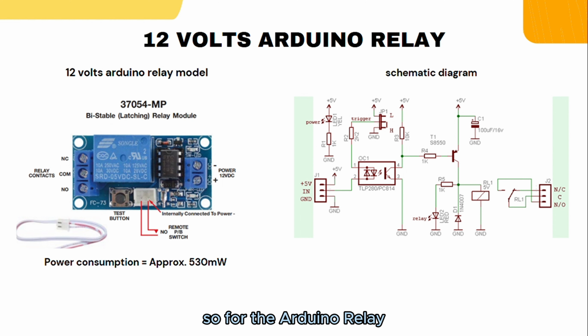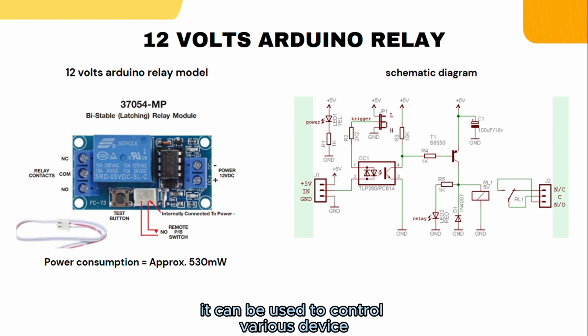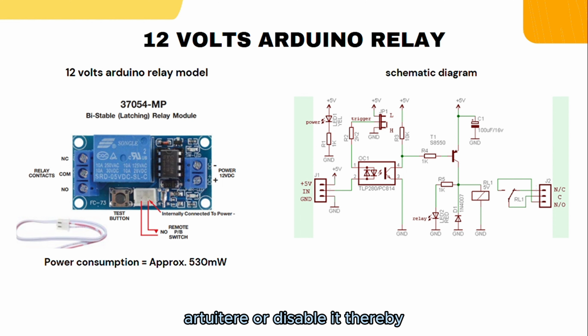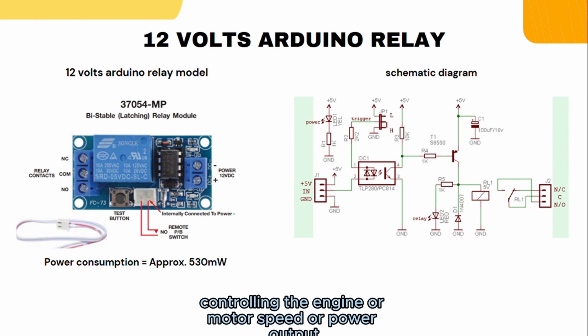So, the Arduino relay can be used to control various devices, including the throttle of a diesel engine or electric motor, by switching a 12-volt circuit. Relays are electromagnetic switches that allow a low power signal from the Arduino to control a higher power circuit, which in our throttle is 530 milliwatt. For the throttle control, the switching action can either enable the throttle control circuit, such as allowing the current to flow to a throttle actuator, or disable it, thereby controlling the engine or motor speed or power output.